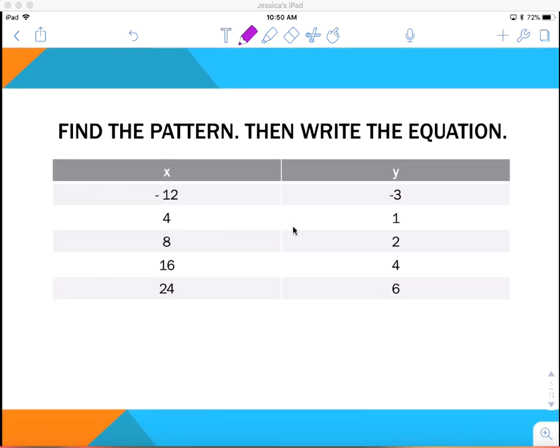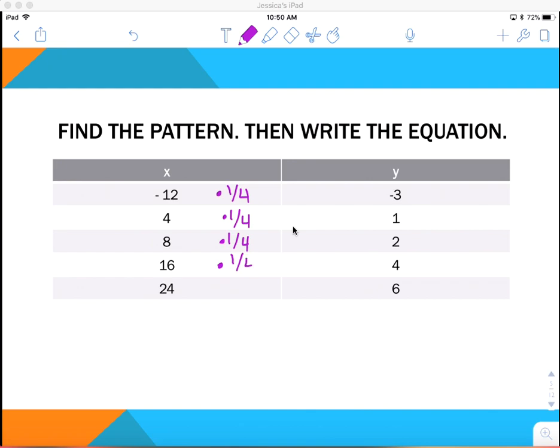This one might be a little bit more challenging to find. Go ahead and pause the video and try to find the pattern. If you look at this table, this time you are actually dividing by a number. Negative 12 divided by 4 is negative 3. 4 divided by 4 is 1. 8 divided by 4 is 2. This is the same thing as multiplying by 1/4. And it follows the pattern all the way through.